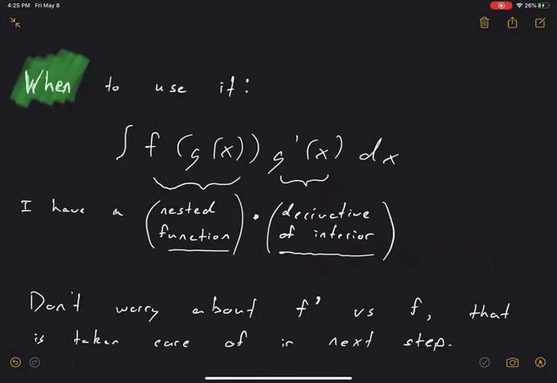Okay, so let's talk about when to use it first. Let's say I have the integral of f of g of x times g prime of x. So this is a little bit different than what I had above. In the above lines, I had f prime of g of x times g prime of x dx, right? Now, instead of having f prime, I just have this function. Don't worry about that. That's just a small distinction. It's all going to work out in the end.